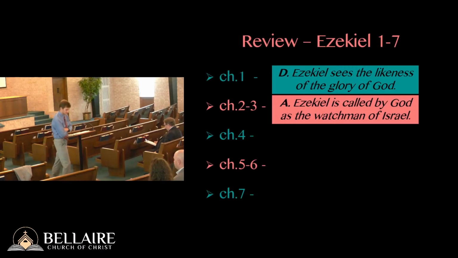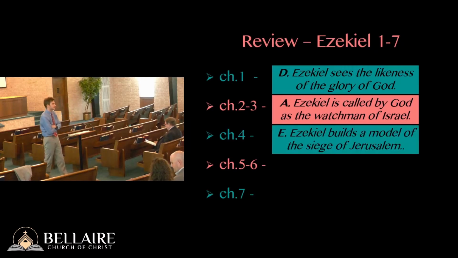Chapter 4, E, the model of the siege. Remember, that's why the history is important. We're still several years away from Jerusalem actually being besieged. The people would have thought, that's not going to happen. God will take care of things before it gets to that point. But Ezekiel's model of the siege is a look ahead to, no, this is really what's going to happen to the city back in Jerusalem.